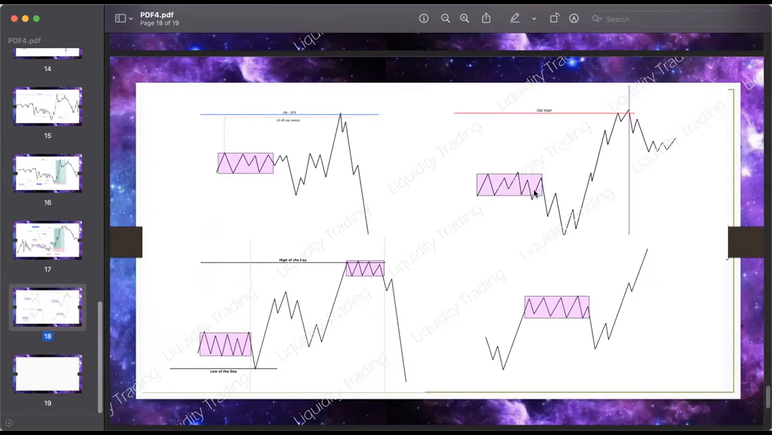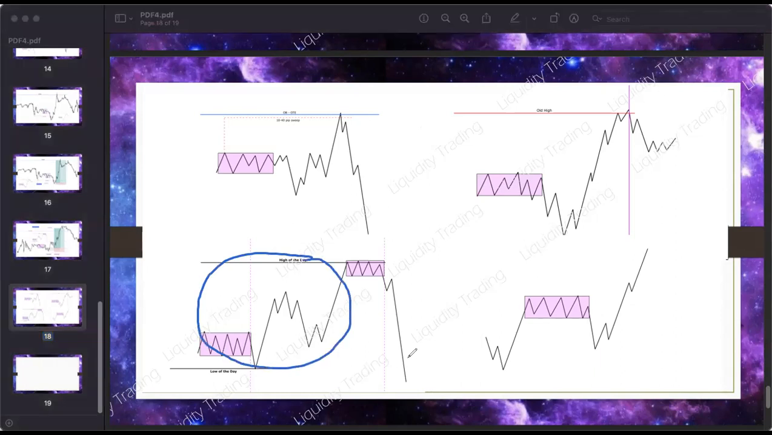Again, we are still talking about day trading. You guys already know this one. This one's quite familiar. This is obviously the daily cycle. We already covered this one too. So this is the reversal of the daily cycle.